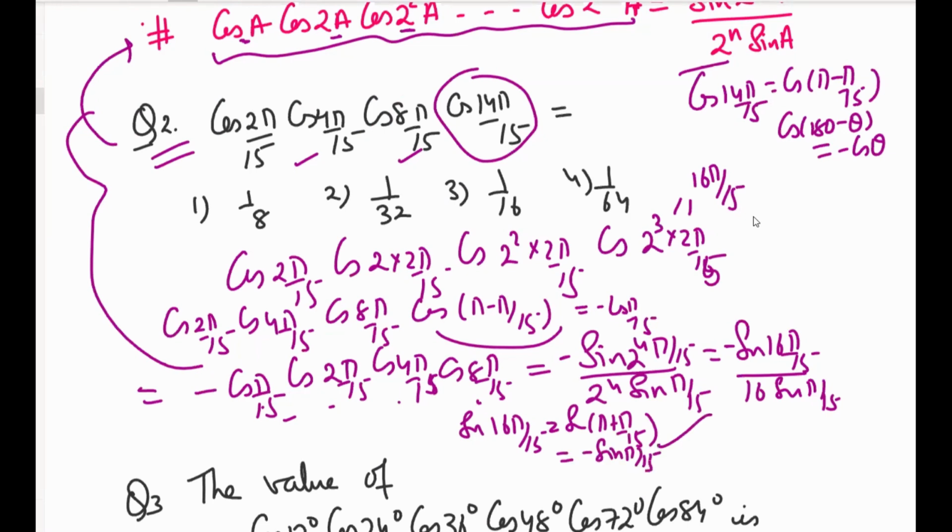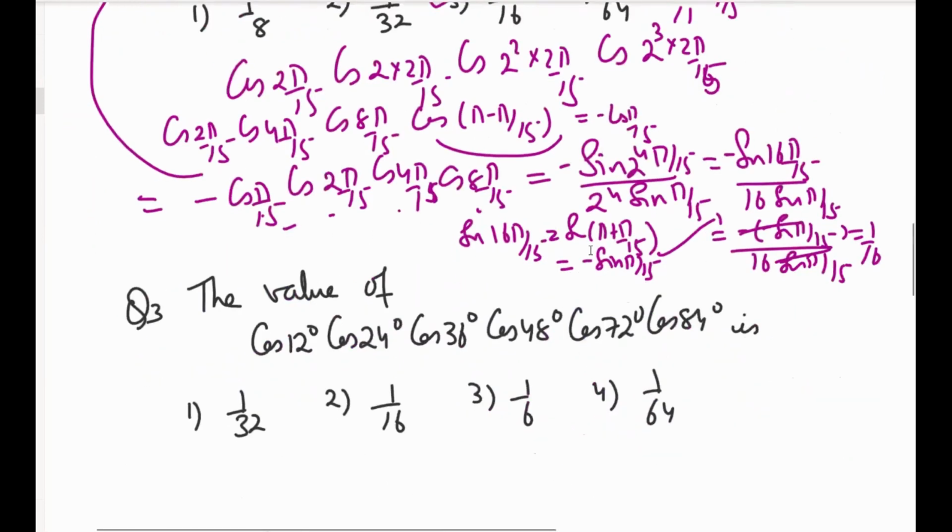When I put this here, what do I get? Minus sin(π/15) upon 16 sin(π/15). So what is your answer? Your answer is only 1 by 16. So my answer here is 1 by 16. This is the application of the above formula.